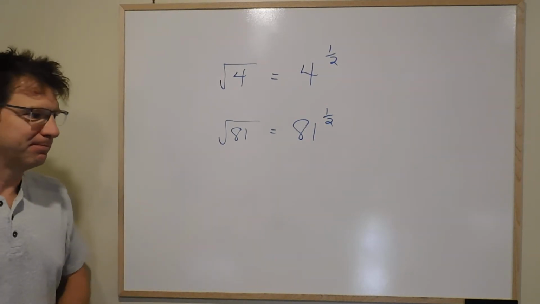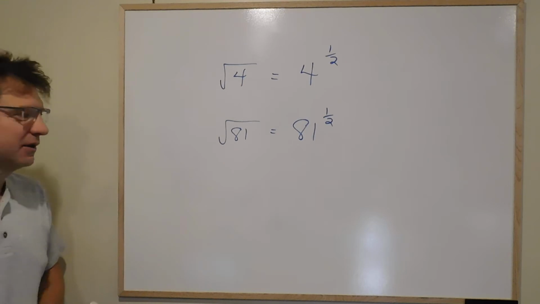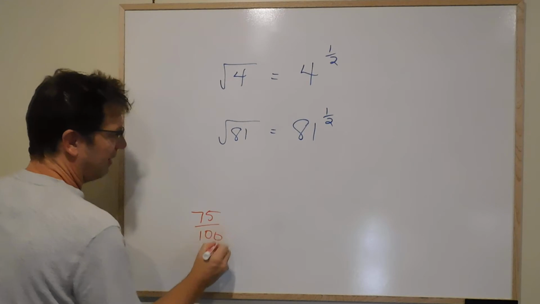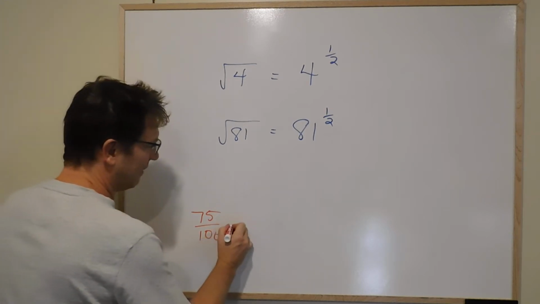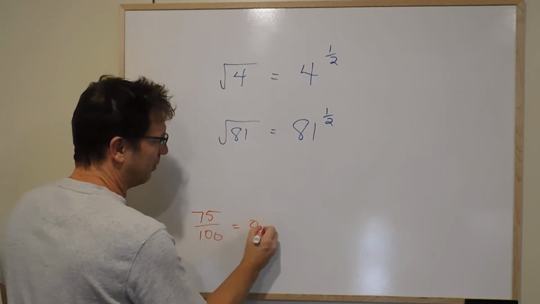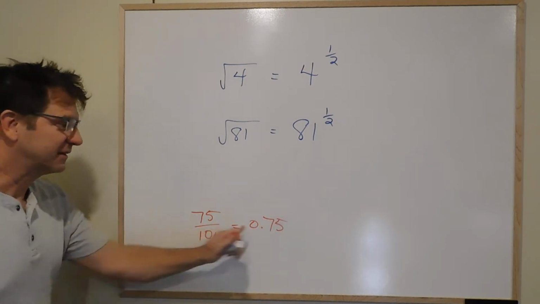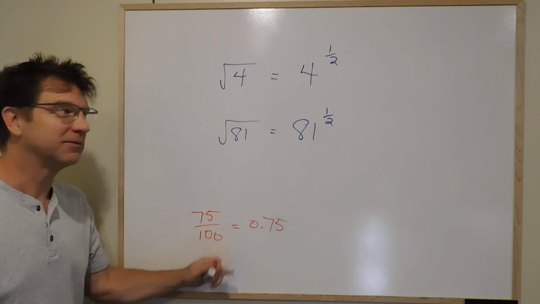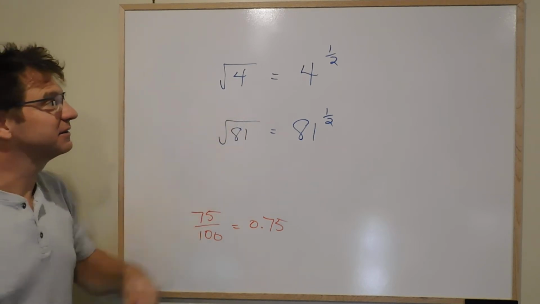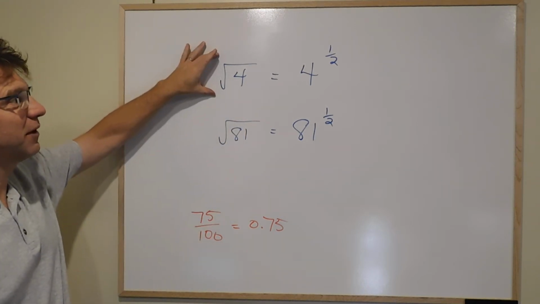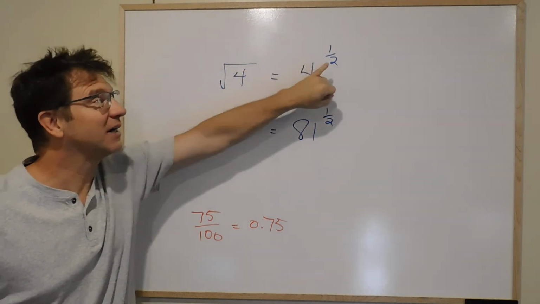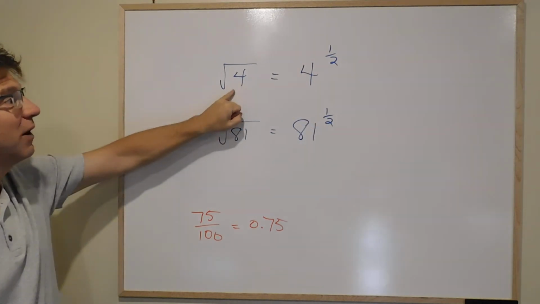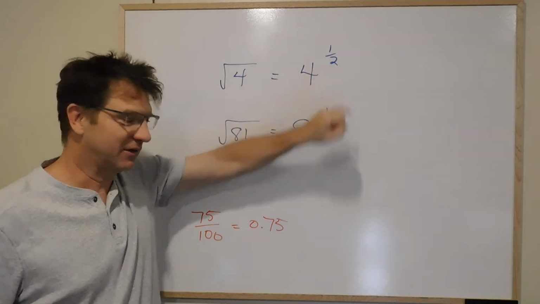Think of it this way. Totally forget about roots, okay? If I had 75 over 100, that's a fraction. I could write it as a decimal, 0.75. That's a decimal. The fraction and the decimal represent the same quantity, okay? Now we take it back to radicals. Instead of writing it with a square root, I can write it with a fractional exponent, and it means the same thing, okay? So the square root or the fractional exponent mean the same thing.